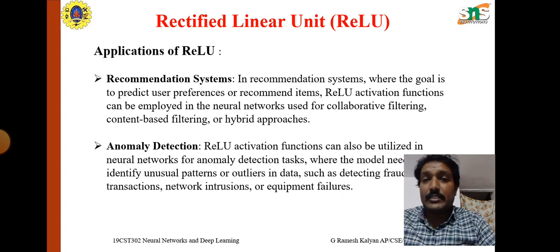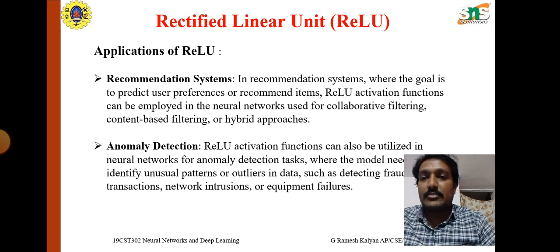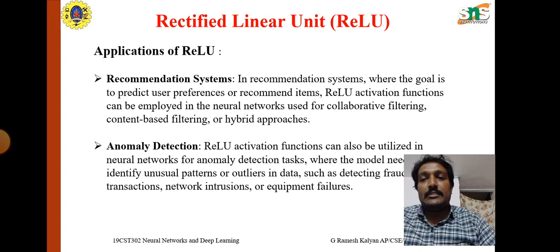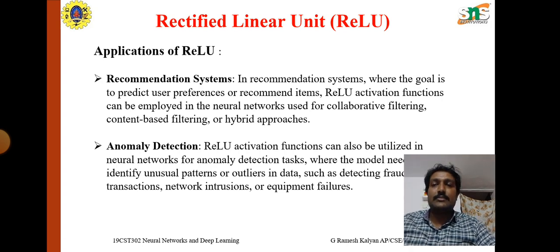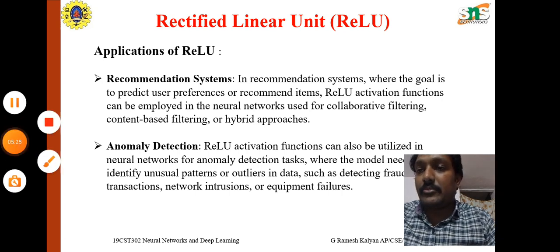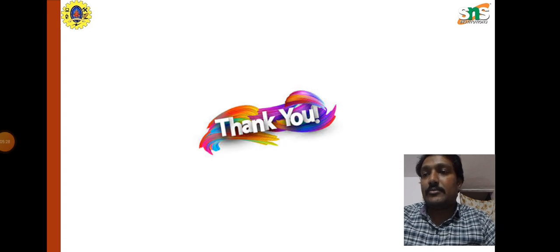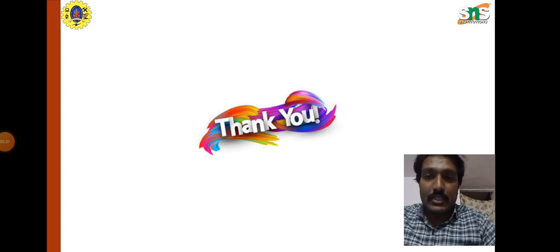The next one is anomaly detection. The activation function can be utilized in neural networks for anomaly detection tasks, where the model needs to identify unusual patterns or outliers in the data. Anomaly detection is nothing but finding out the errors in a particular pattern. This is another type of application of the rectified linear unit. These are the main applications of rectified linear unit activation functions.